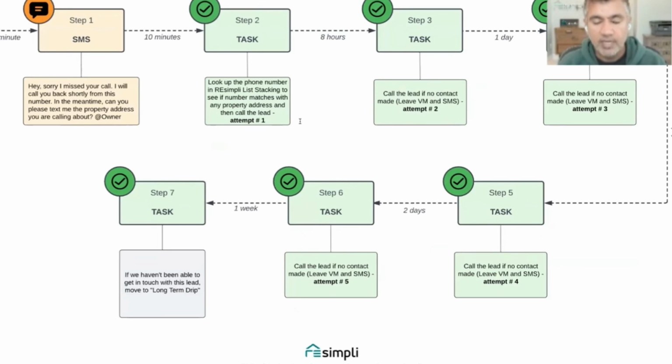I would say drip campaign is the number one most loved feature in REsimpli because it automates a lot of things. I personally closed on properties from drip campaigns after 2 or 3 years, where we just automated the whole process. Just kept texting them, calling them, texting them, calling them, and then when their situation was ready, we had a conversation and we were able to close a deal.